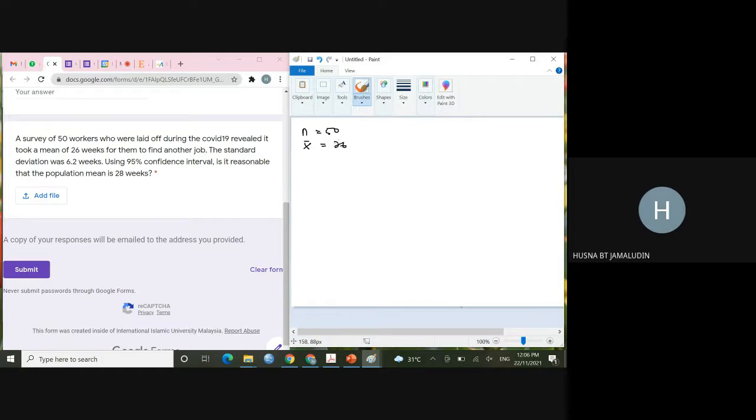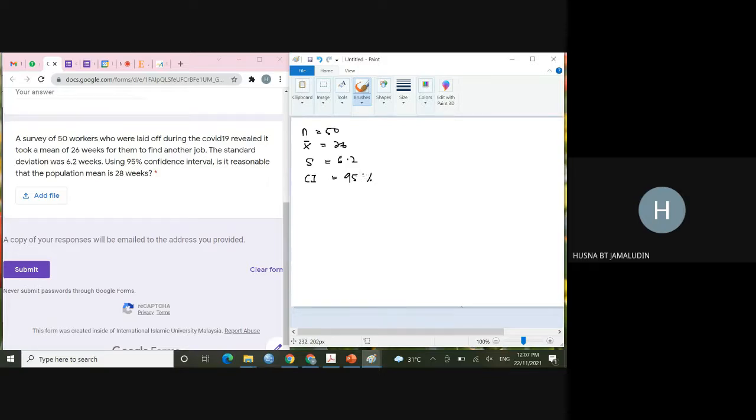26. Okay, so why is this X bar, not mu? Because the question said a survey. When you talk about a survey, definitely you will collect your sample, and the mean should be a sample mean, which is X bar. What else? The standard deviation. So this standard deviation is what? S. The standard deviation should be a sample standard deviation, which is 6.2. Using 95% confidence interval, so this is our confidence interval equal to 95%.